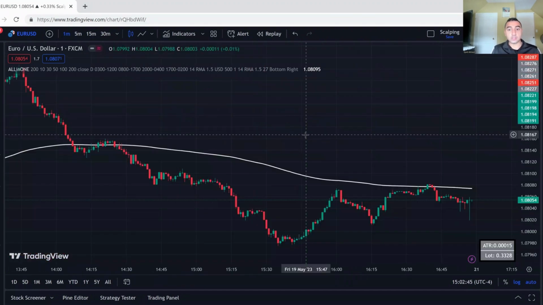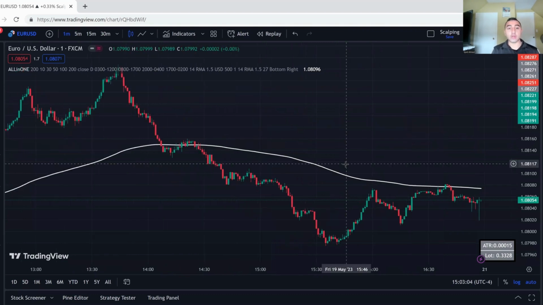So the indicator is the 200 period exponential moving average. More specifically, the 200 period EMA. I'm not talking about the 9 period, the 20 period, the 50 period, or any of those. The 200 period EMA, my favorite indicator to use, right?